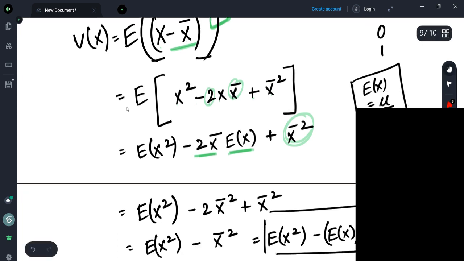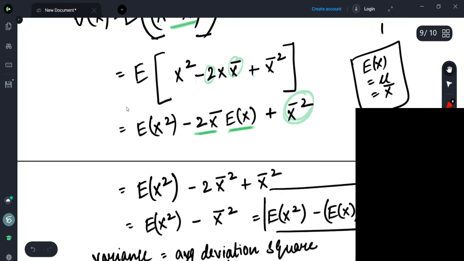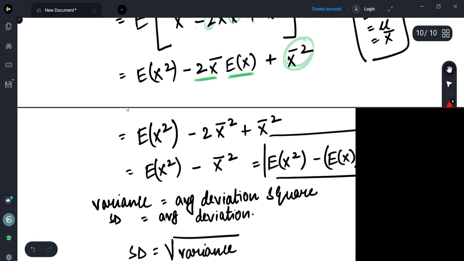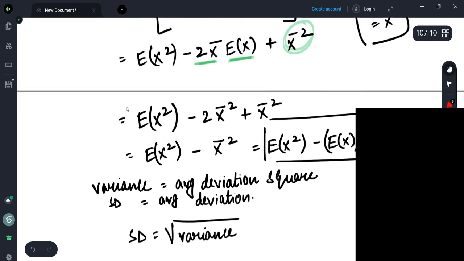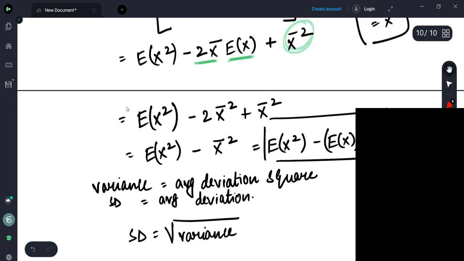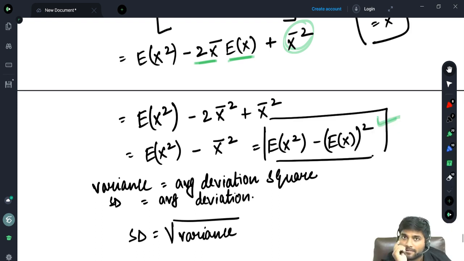Yes, Manisha. Expectation of x whole square. Oh. Just hold on for a minute. Yes, I'll just do it. Now is it okay?